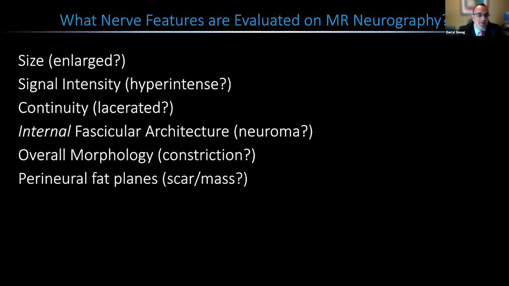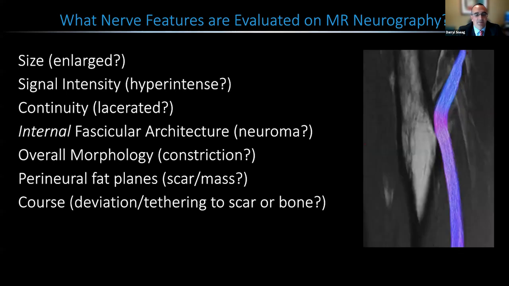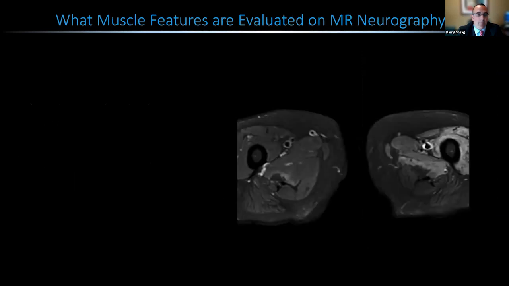Look at the fat planes. Is there scar along the perineural fat or mass? And lastly, the course of the nerve. Does it follow its expected course, or does it deviate, or is it tethered to scar or bone, as shown on this diffusion tensor tractography image? Not something that I run on a routine basis, but just illustrates a point here of tethering of the median nerve to a prior fracture site in the forearm.